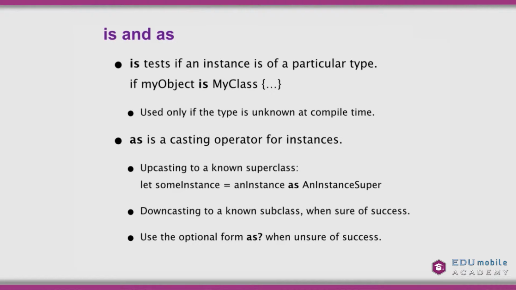Downcasting, though, there might be a problem. Downcasting to a known subclass, when sure of success, we can use as!. But when we're not sure that this is going to succeed, we use the optional form as?. And this will return an optional, and then we will need to unwrap it either implicitly or explicitly. We need to explicitly unwrap the as? when we're sure of success.